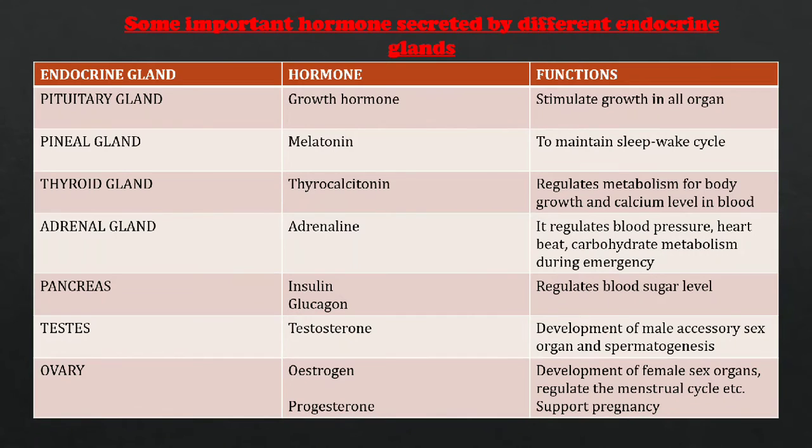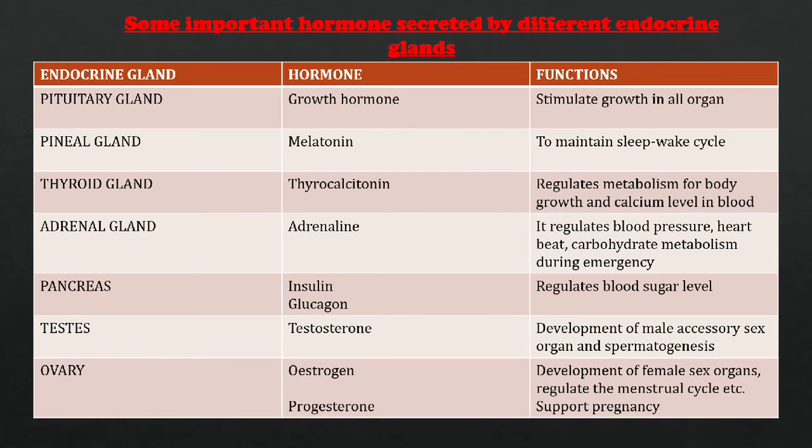Fourth is the adrenal gland. It is present above the kidney and it secretes the hormone adrenaline. It regulates blood pressure, heartbeat, and carbohydrate metabolism during emergencies. The pancreas secretes two hormones, insulin and glucagon. Their function is to regulate blood sugar level inside the body. After that, the testes secrete the testosterone hormone. Its function is the development of the male's accessory sex organs and to help in spermatogenesis.